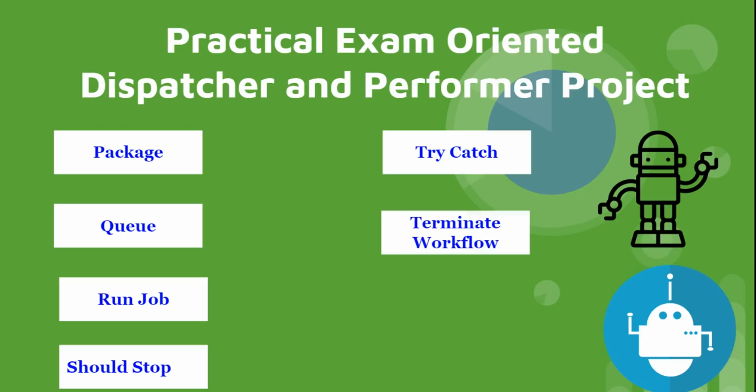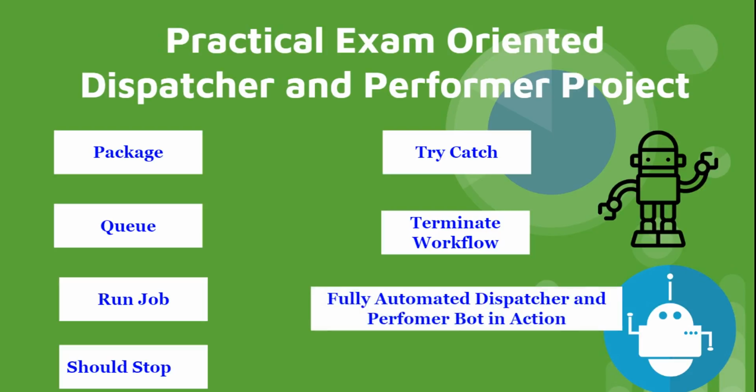Try Catch activity, where we will see how to handle exceptions when we come under them. We will see how to terminate the workflow. There's an activity for this one, and then we will see the fully automated dispatcher and performer bot in action. We will not run anything manually from UiPath Studio. Rather, we will be uploading the entire package to the Orchestrator and try to run it from there. We will run a job and make it fully automated. So let's see how to do that.